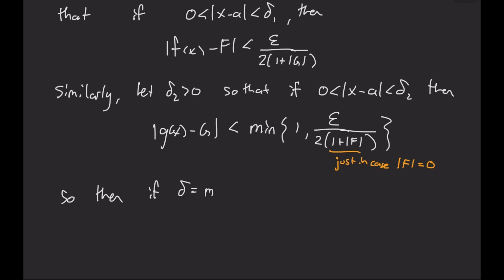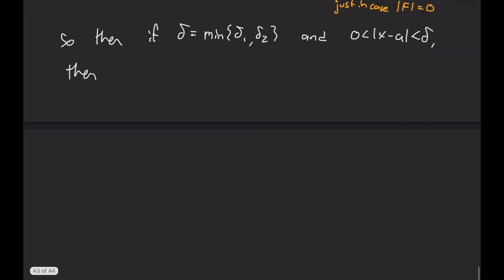Okay, so then if we take delta again to be the minimum of delta 1 and delta 2, and x minus a is less than delta, then of course it's less than delta 1 and delta 2 again, just like we saw in the sum rule.